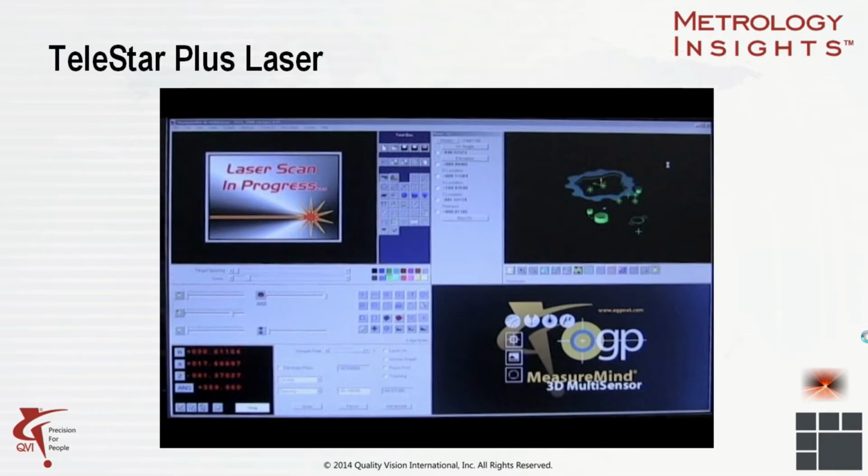The Telestar Plus is known as the super laser. It is equally accurate on all types of surfaces and requires a very shallow return angle so that it can penetrate into deep, narrow spaces that an ordinary laser couldn't reach.